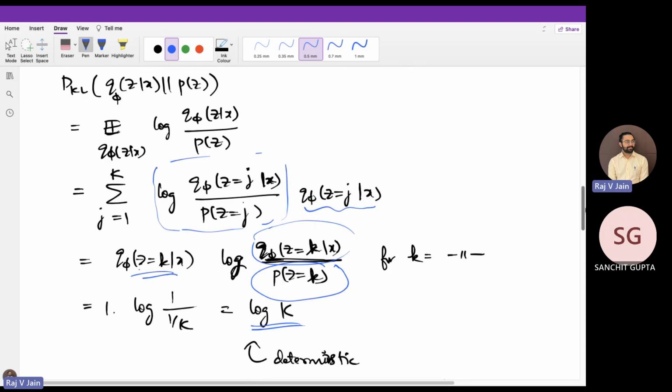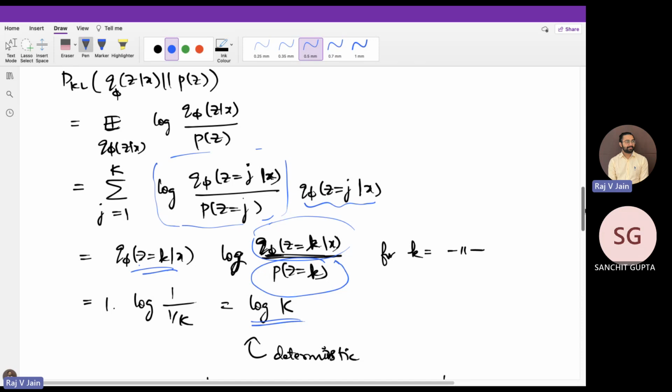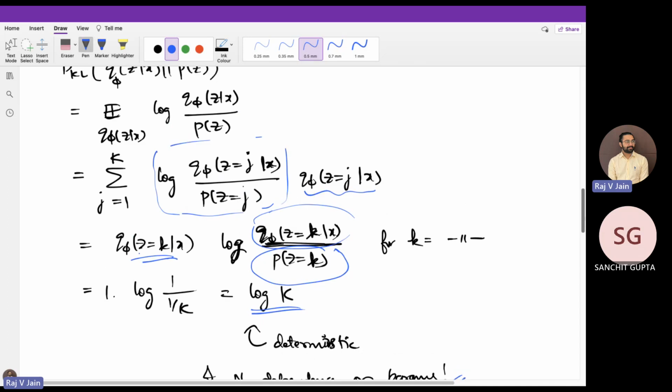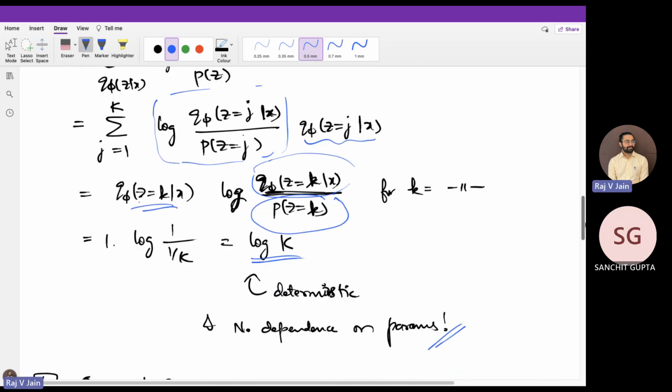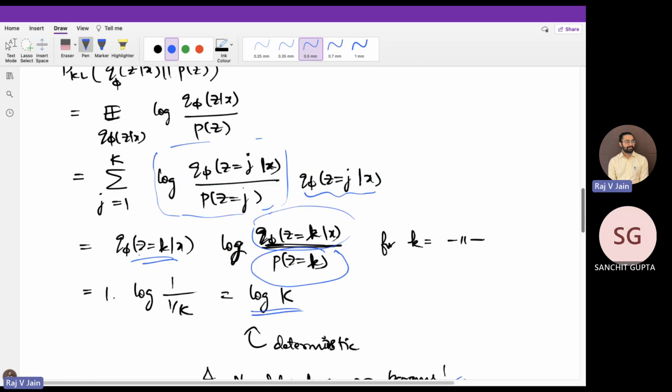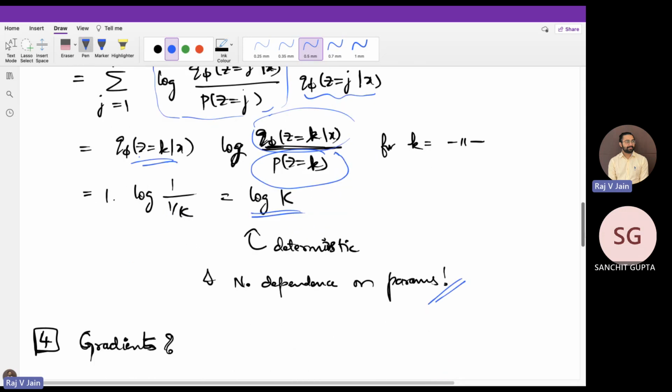So there is nothing in DKL which is random, point number 1. Point number 2, it doesn't depend on the parameters either. Nothing from phi, nothing from theta came out here. So the DKL term basically turned out to be just a constant, and all derivatives with respect to the DKL term just go away. So we just have one term, that is the reconstruction term.